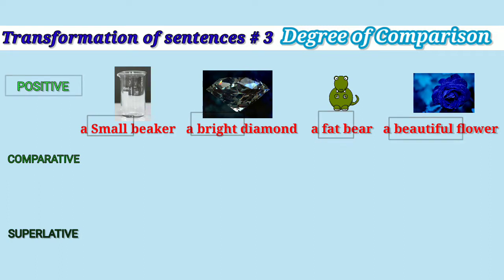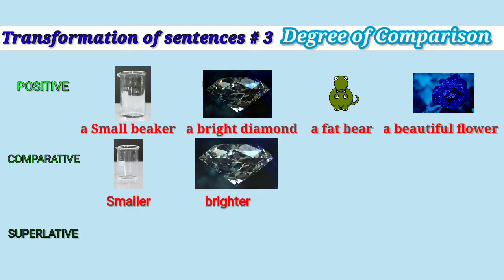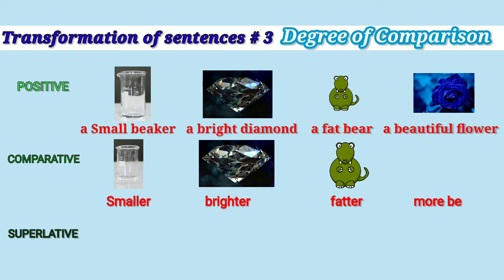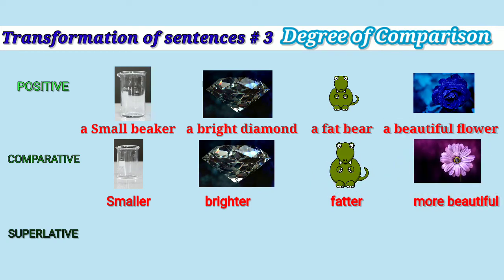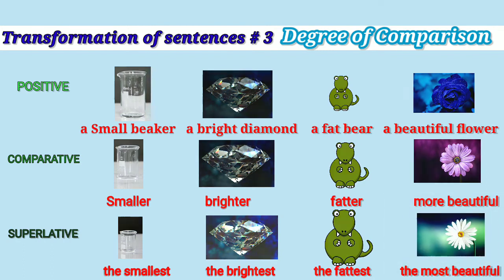Let us now compare these objects with similar objects with better or worse quality. So now we have a smaller beaker, a brighter diamond, a fatter bear, a more beautiful flower. Let us now compare these to third set of objects with adjectives in superlative degree. So now we have the smallest beaker, the brightest diamond, the fattest bear and the most beautiful flower.